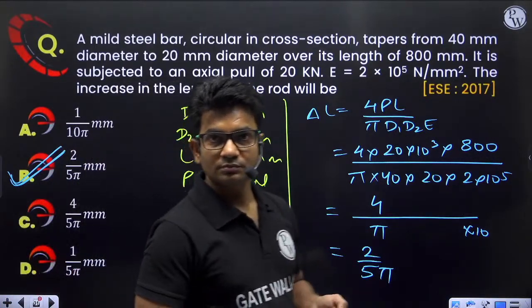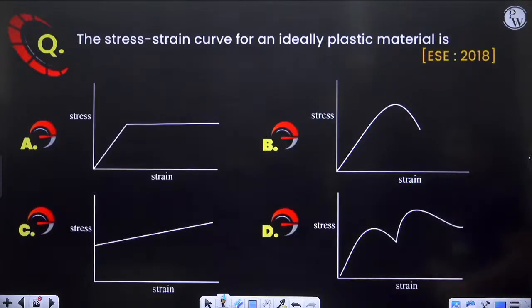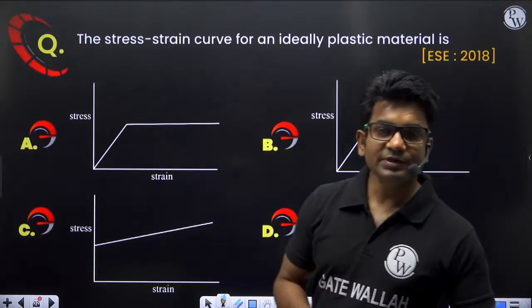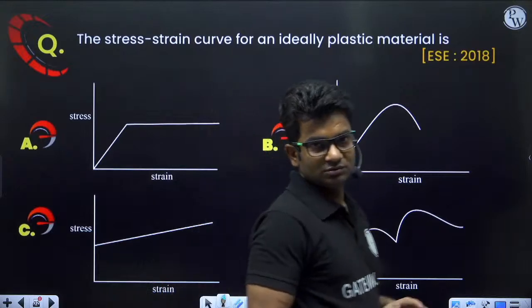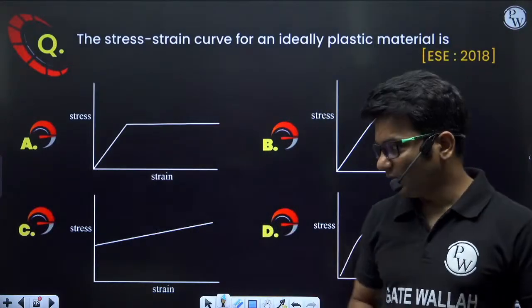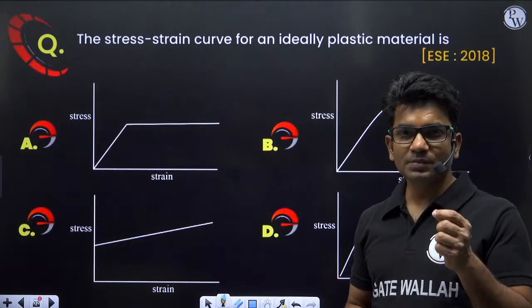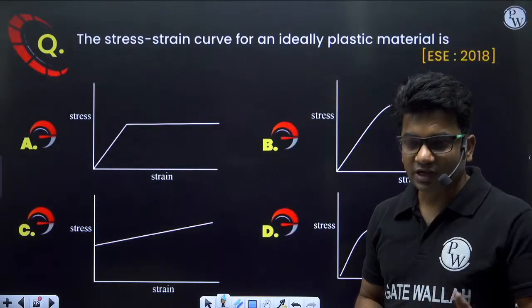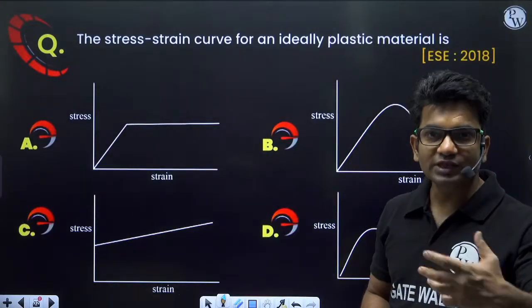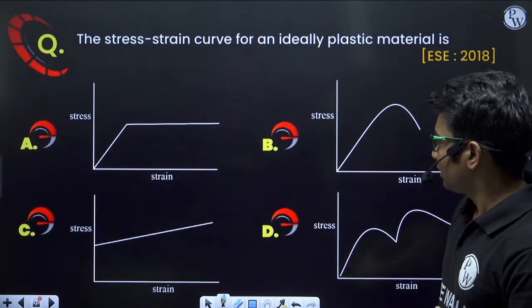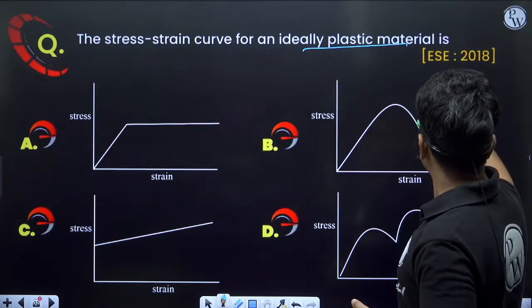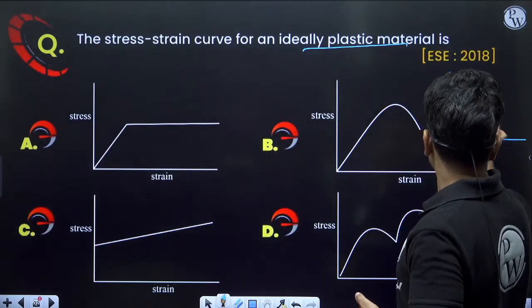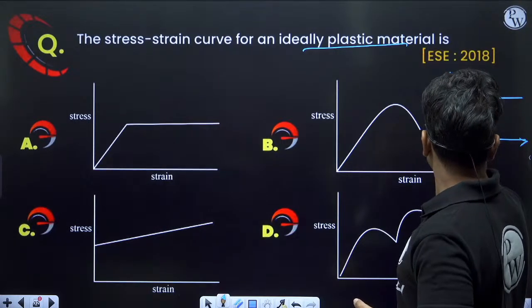Next question. The stress strain curve for an ideally plastic material. Although all the options are wrong, in this case we can choose the best suited answer, the closest approximation. So the stress strain curve for an ideally plastic material is like this.